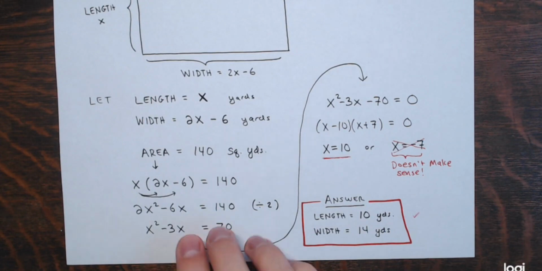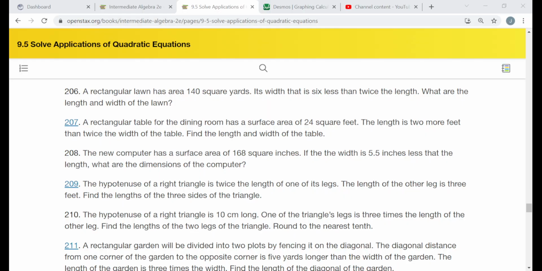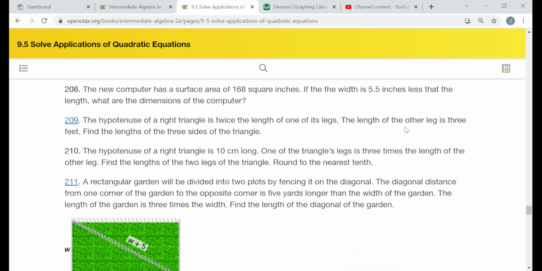Okay, next question. Exercise 208. All right. So this is about surface area. It says the new computer has a surface area of 168 square inches. So lengths will be in inches. If the width is 5.5 inches less than the length, what are the dimensions of the computer? I think they're talking about the computer screen.